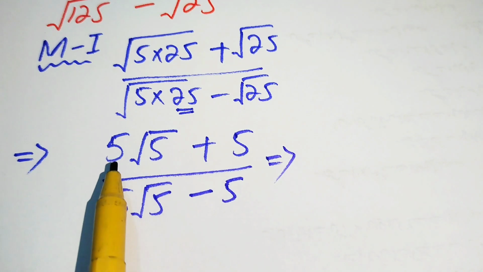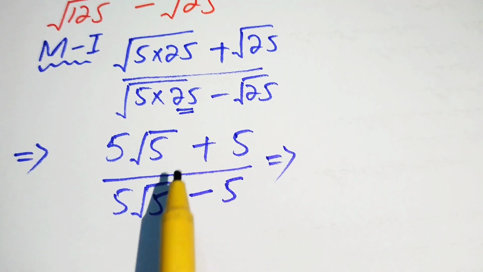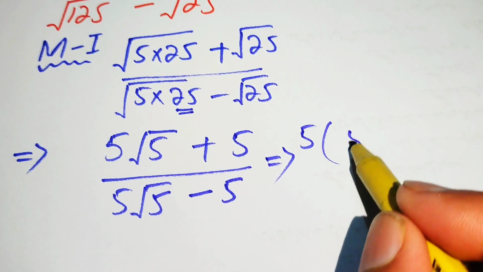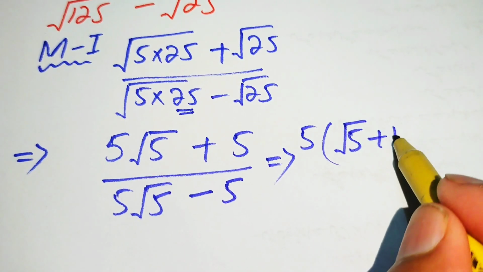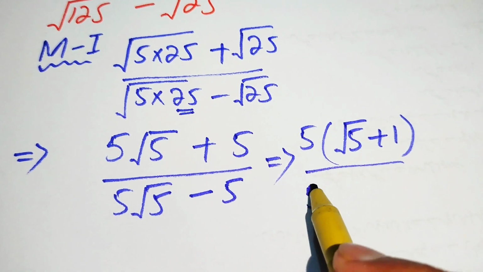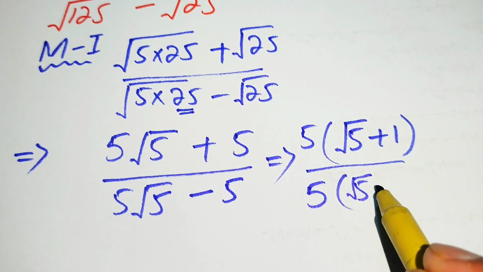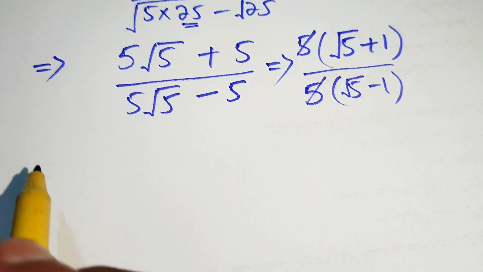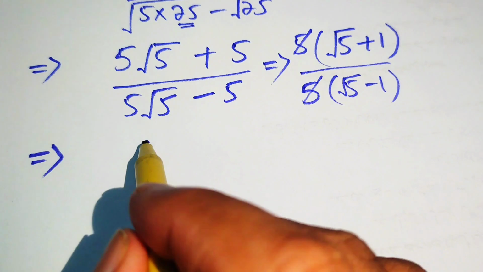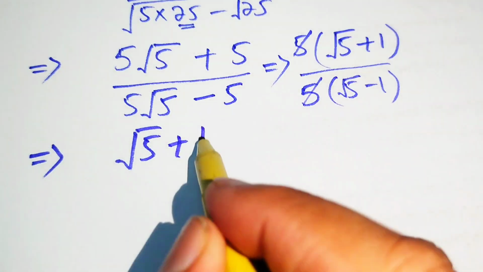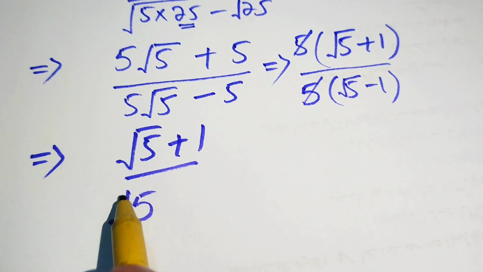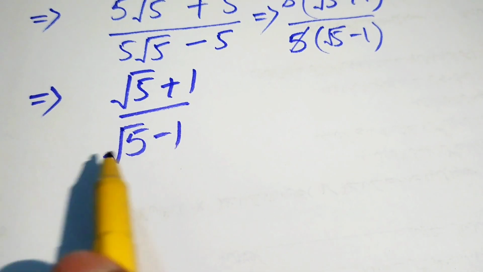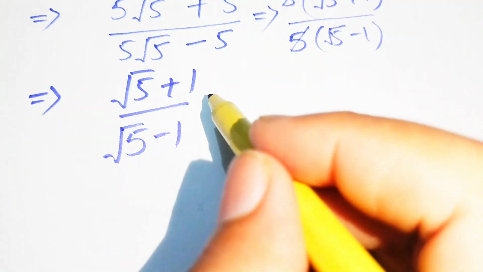After that, we have 5 common from the numerator as well as the denominator. So we take 5 common, and the remaining terms are (√5 + 1) divided by 5 times (√5 − 1). So this 5 is cancelled out, and now we obtain (√5 + 1) divided by (√5 − 1). In the next step we rationalize the denominator of this term.